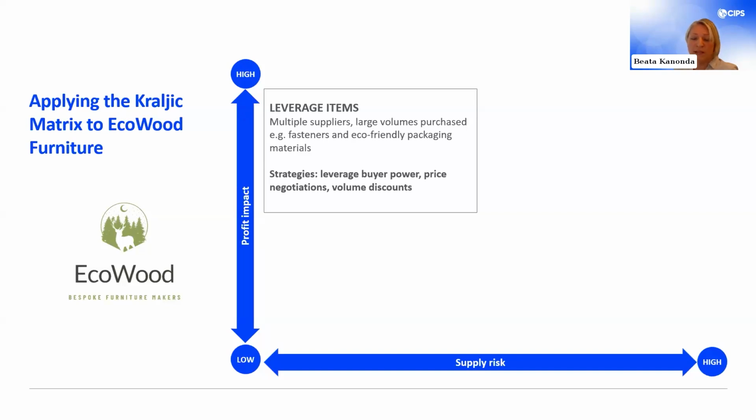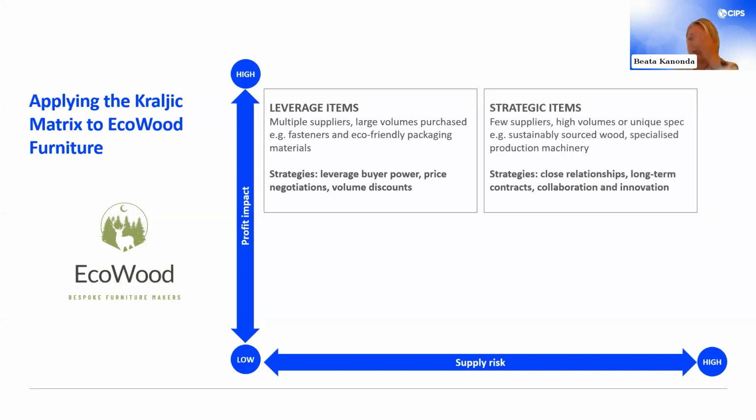For those leverage items, EcoWood Furniture should focus on leveraging its purchasing power. The company can negotiate better pricing by obtaining competitive bids from multiple suppliers. Since these items are not scarce, EcoWood could secure volume discounts by consolidating orders or negotiate long-term contracts to lock in favorable pricing. They could also explore vendor-managed inventory solutions where suppliers manage stock levels, reducing internal administrative costs. EcoWood could also consider dual sourcing strategies to maintain competition between suppliers, ensuring that the quality remains high while prices are still kept low.